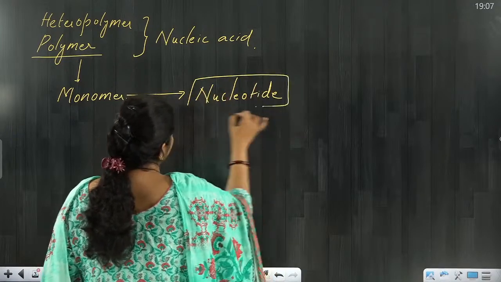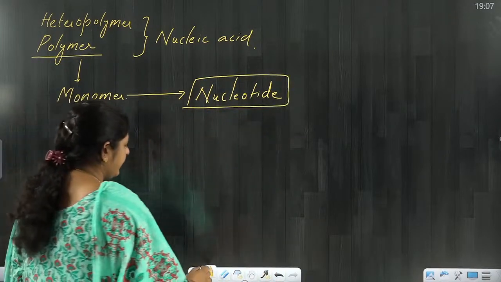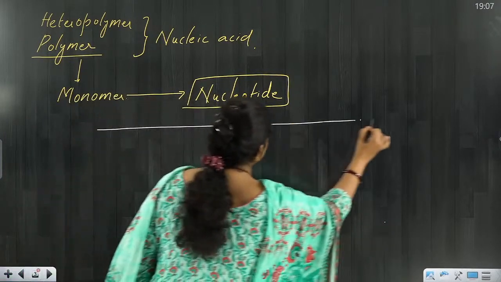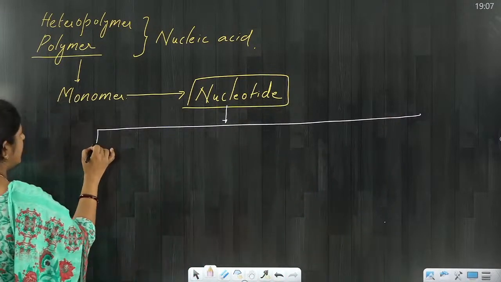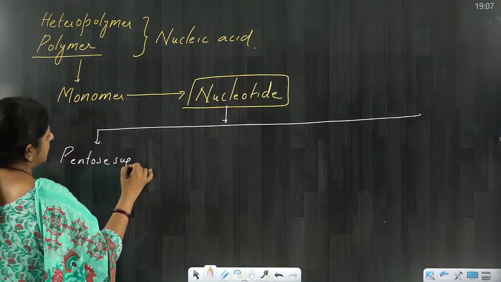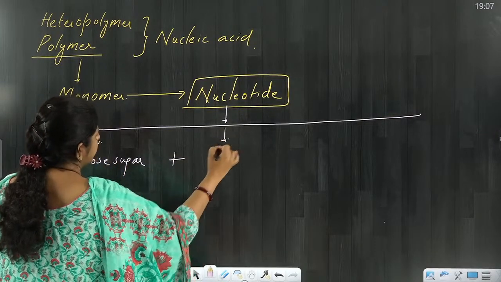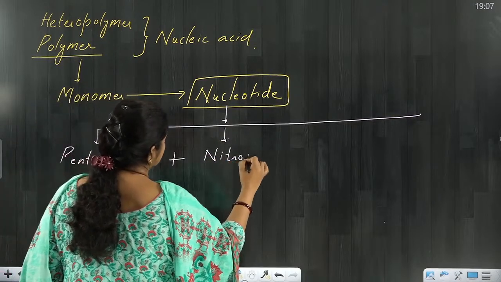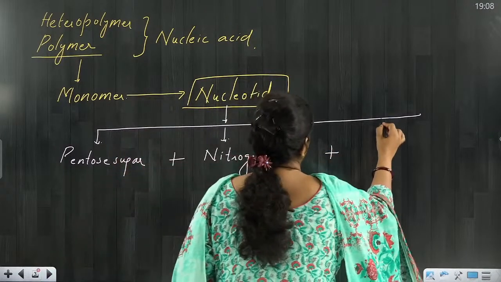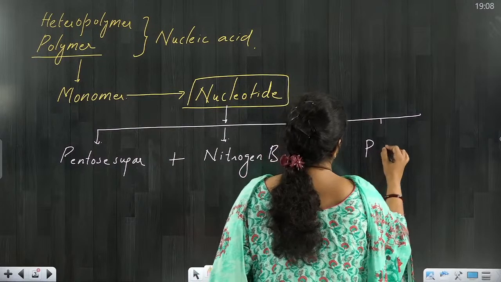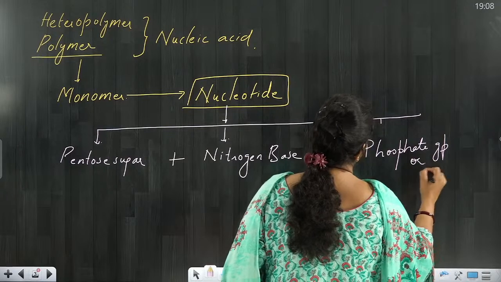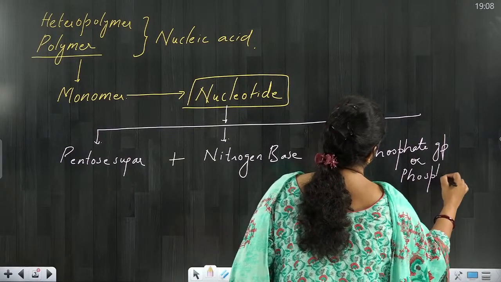This is its monomer. But this nucleotide further consists of components. What are they? It is made up of a pentose sugar. Along with that, it is made up of a nitrogen base. It is even made up of a phosphate group, or you can call it phosphoric acid.